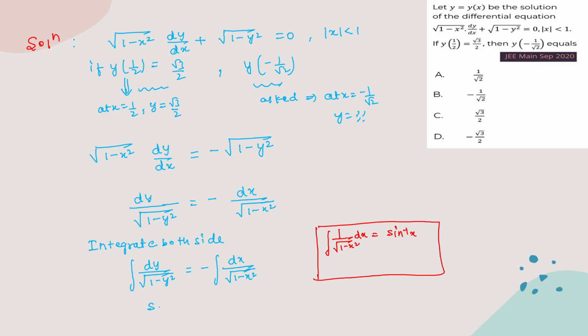So here you can say it will become sine inverse of y is equal to minus sine inverse of x. Actually it is x by a, right? So it is 1, so we can take directly x only. So plus c. Okay, this is clear. Now we can directly solve it. Let's go to the next page. So we got the equation sine inverse of y is equal to minus sine inverse of x plus c.